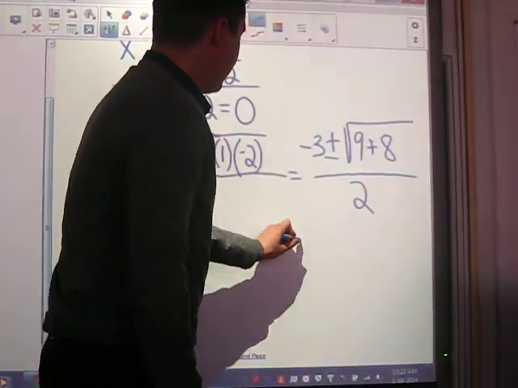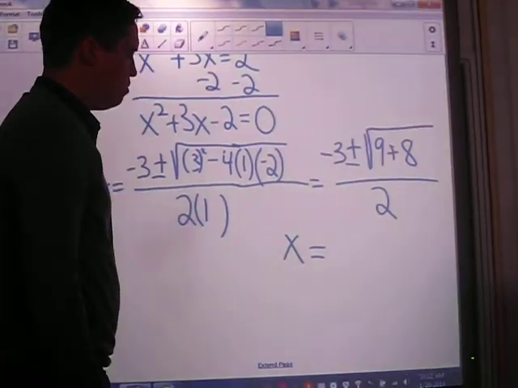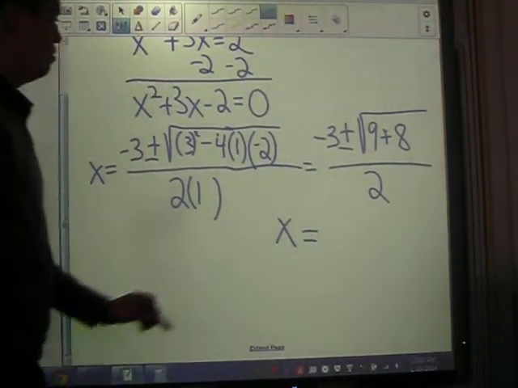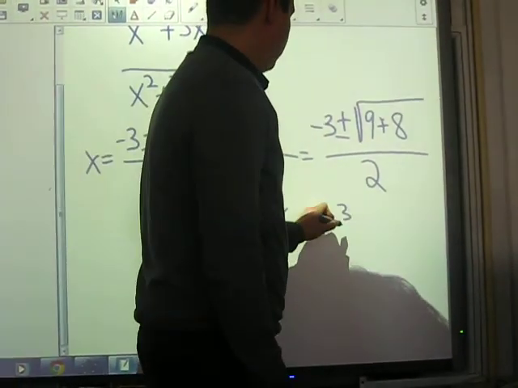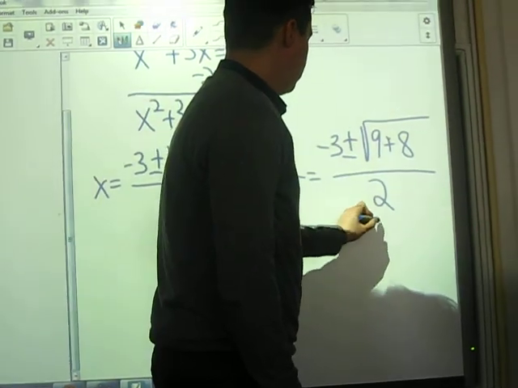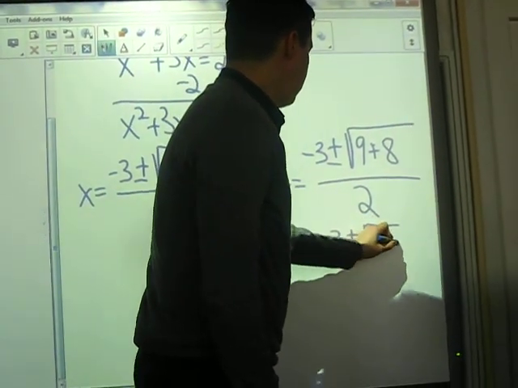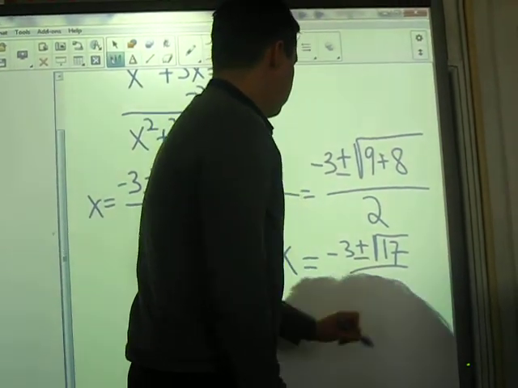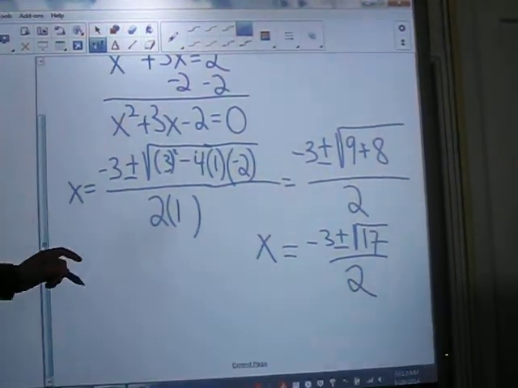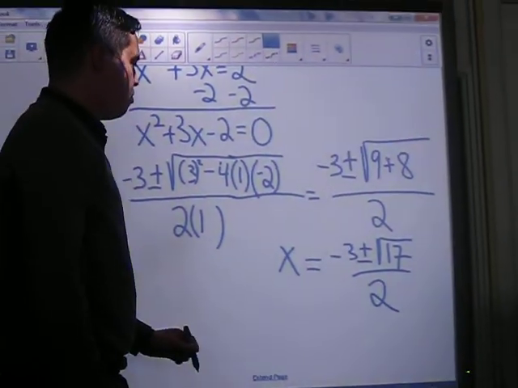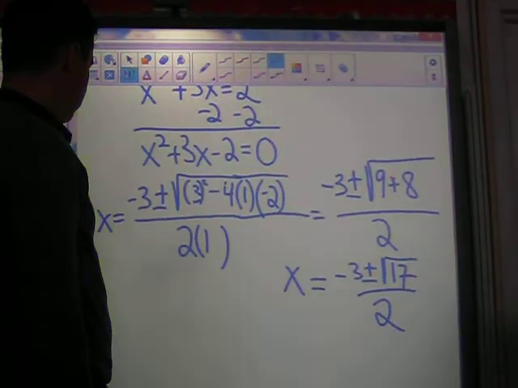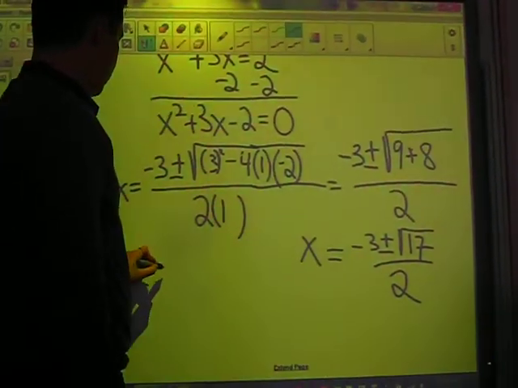Jeremy, good job. x equals what, guys? Negative 3 plus or minus root 17 over 2. That doesn't make sense now. Wait, it does. Watch. What's the square root of 17? There is no... No, there is. There is a decimal.